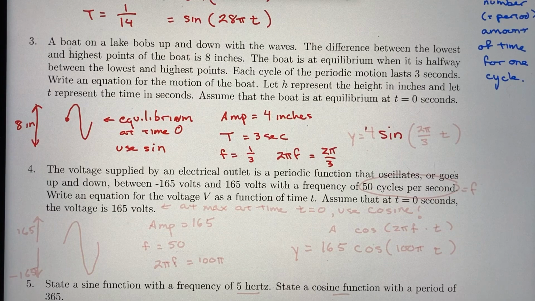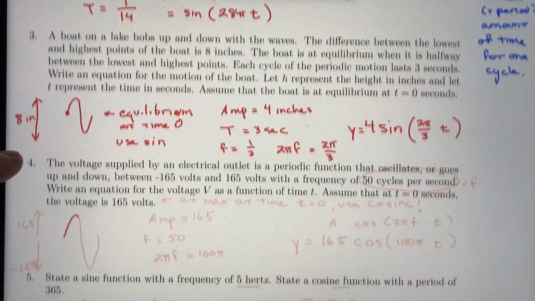We have an amplitude of 4 inches, and we have 2 pi f, and we need a variable. I'm going to say t for time. Again, t, x, yes, either one. And that is a function that will describe the height of the boat at any given time.